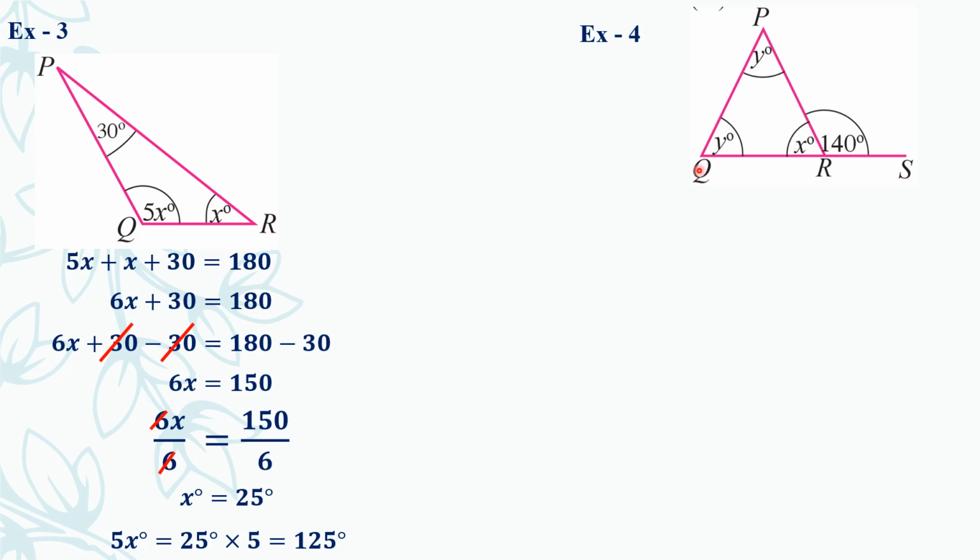We have a QS line, and in this line we can see two angles are formed around this point R.